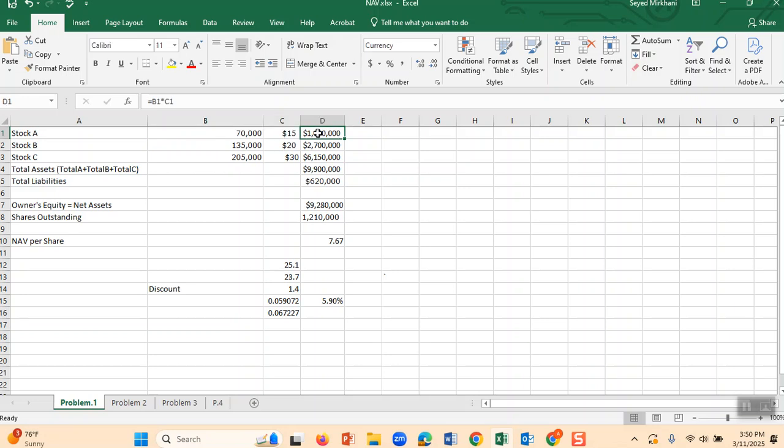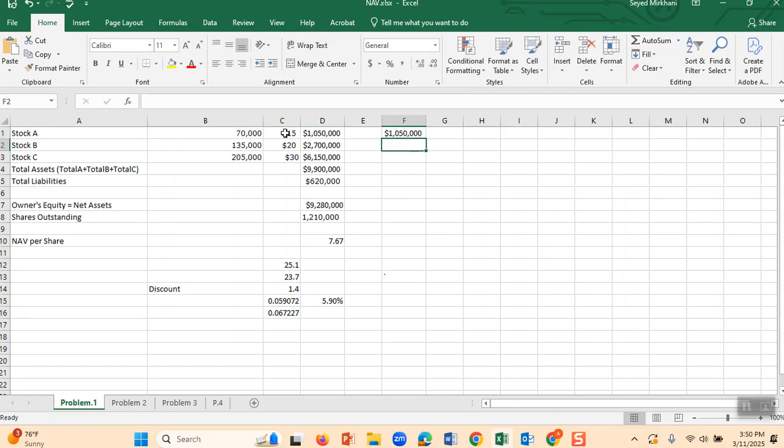Look at here. When I put this one, it says B1 times C1. How did I do that? Look at here. When I come to this box, I put the equal sign. I click this number, and then I put times, star. I put this number. I click on here, and I click enter. That gives me this number.